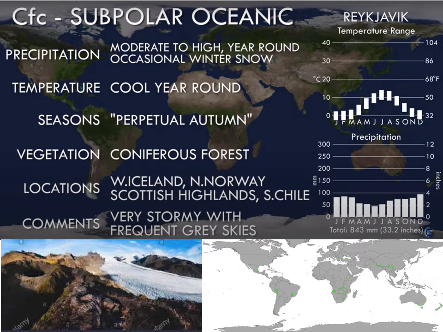CFC, subpolar oceanic. It lies in some areas higher in altitude or elevations. These areas are warmer in winter but have cool summers. So it's mostly called perpetual autumn, cool throughout the year.